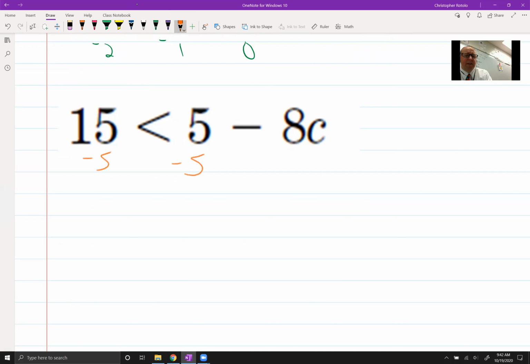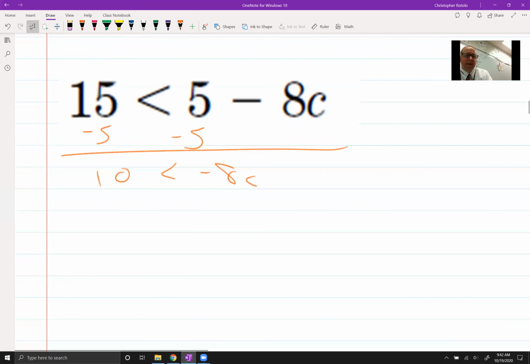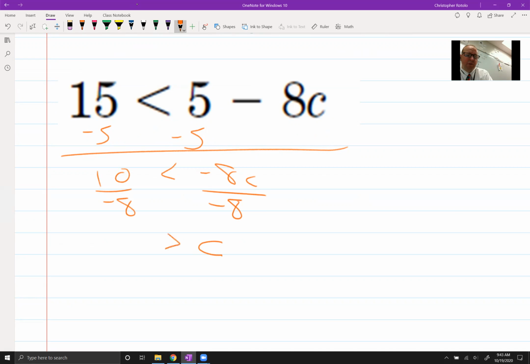Let's subtract 5. All right, so that's 10. Negative 8c. Now I'm seeing a negative 8 with my variable, so I'm starting to think that something's up. Remember, there was something special I had to do. If I divide by negative 8, which is exactly what I need to do, c is now, it was opened up towards the c, so I want to open towards the number now.